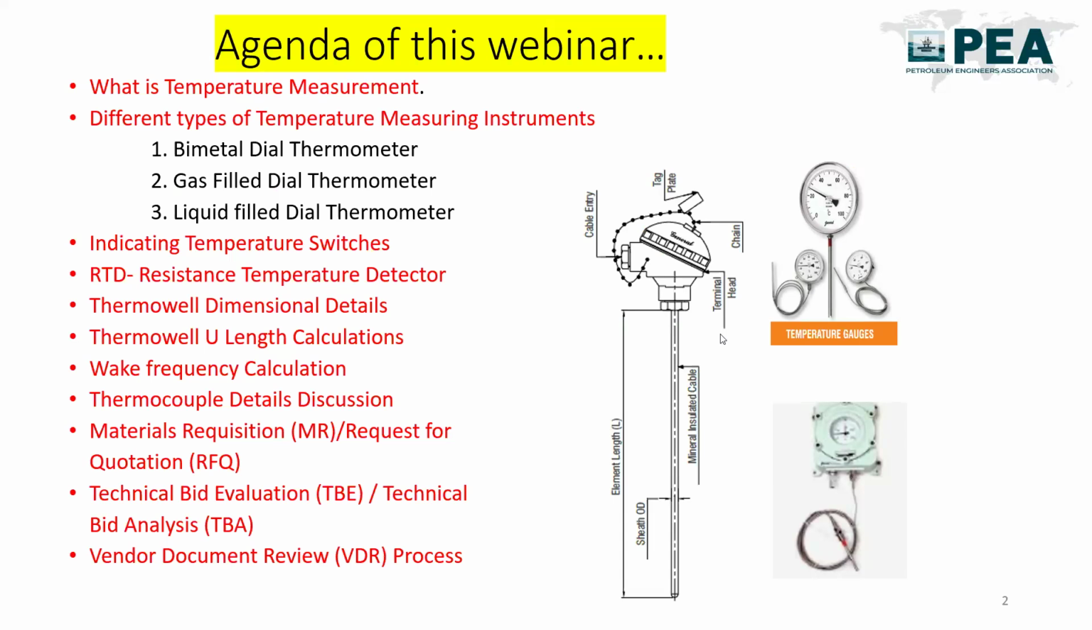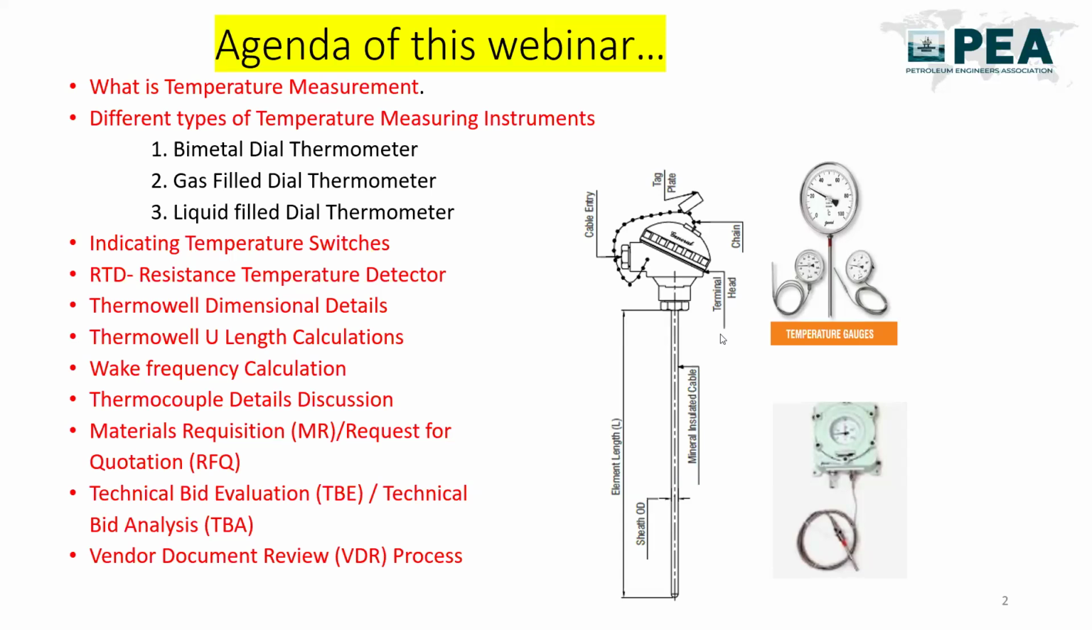What is temperature measurement in the oil and gas industry? What are the different types of temperature measuring instruments we use in the oil and gas industry? Those are bimetal dial thermometer, gas filled dial thermometer, liquid filled dial thermometer. Apart from that, there are indicating temperature switches and RTDs, that is resistance temperature detectors. There are also thermowell dimensional details which we are going to discuss.